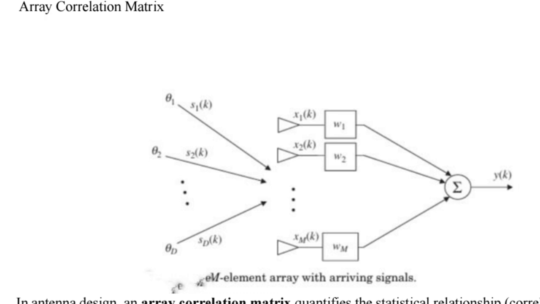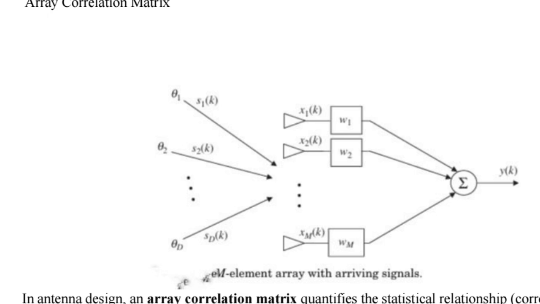That arrival signal is represented as x1 to xM. Based on that arriving signal, we are also applying the weighted values. Now this weighted value and that arrival signal will be correlated and generate the matrix.